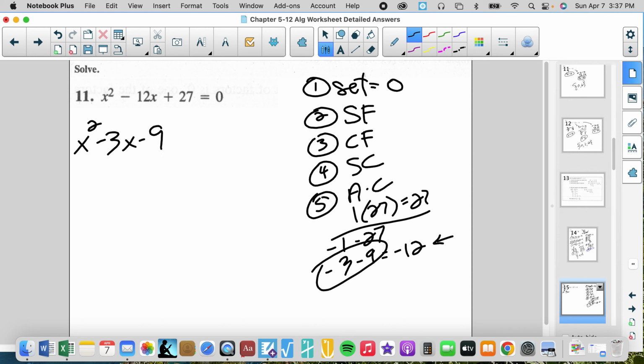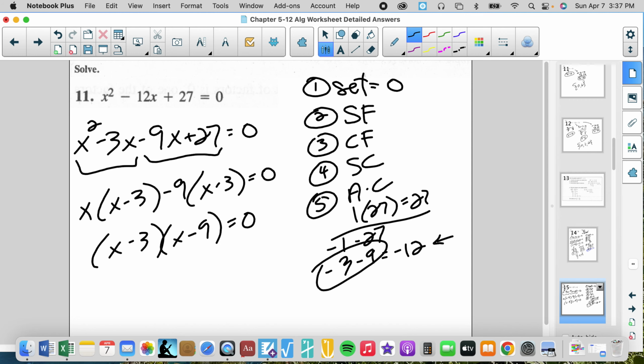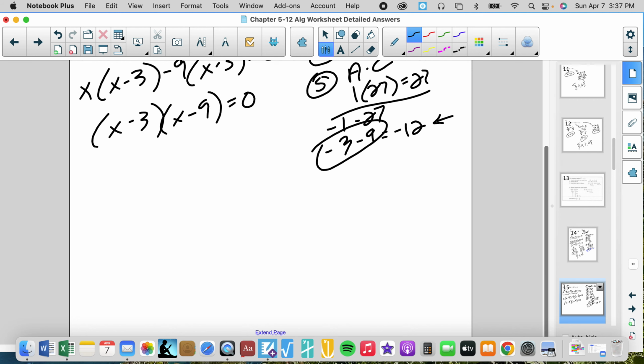Negative 3x, negative 9x plus 27 equals 0. Factor by grouping, factor out an x, I get x minus 3. Factor out a negative 9, I get x minus 3. X minus 3, x minus 9. And now I have a product equaling 0.